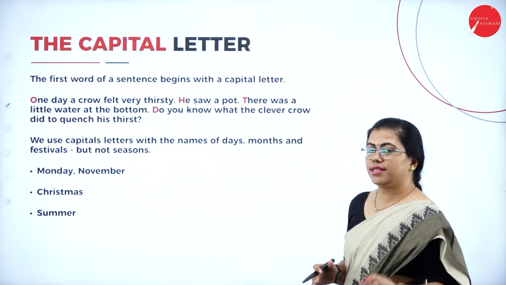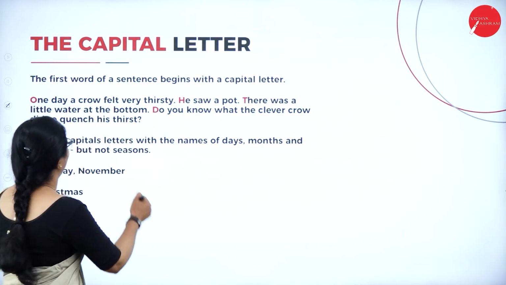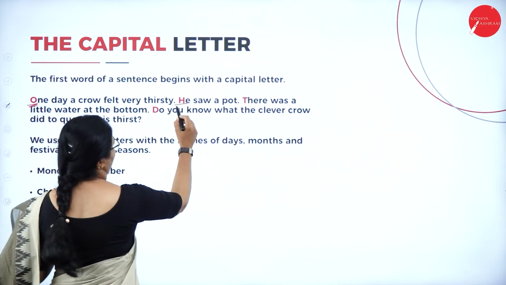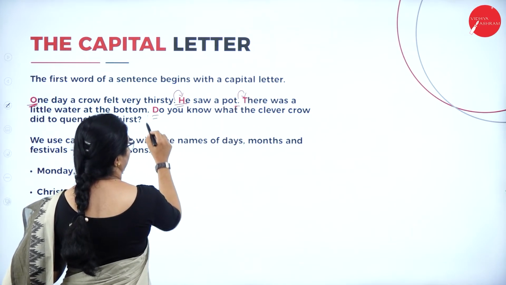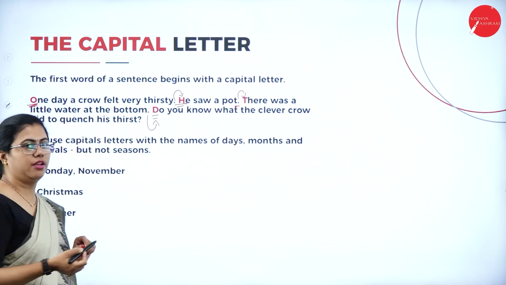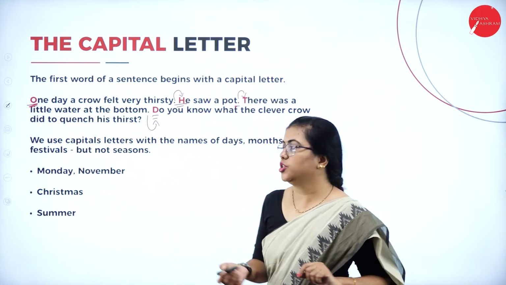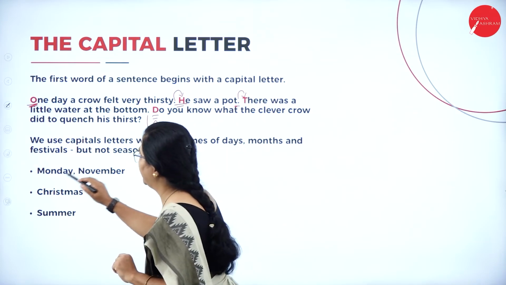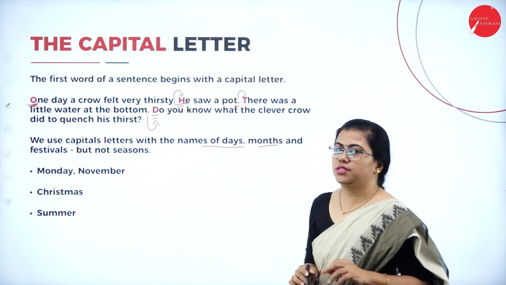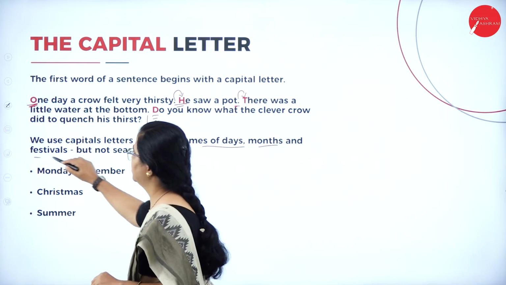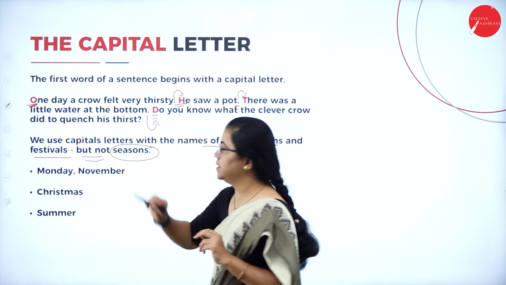Yes, next comes the capital letter. Very easy, isn't it? The first letter of each sentence. After the full stop, the first letter of each sentence begins with a capital letter. This you already knew, isn't it? Then where else is the capital letter used? We have to use a capital letter whenever we are talking about the names of days and months. Also festivals. We don't use it with seasons.